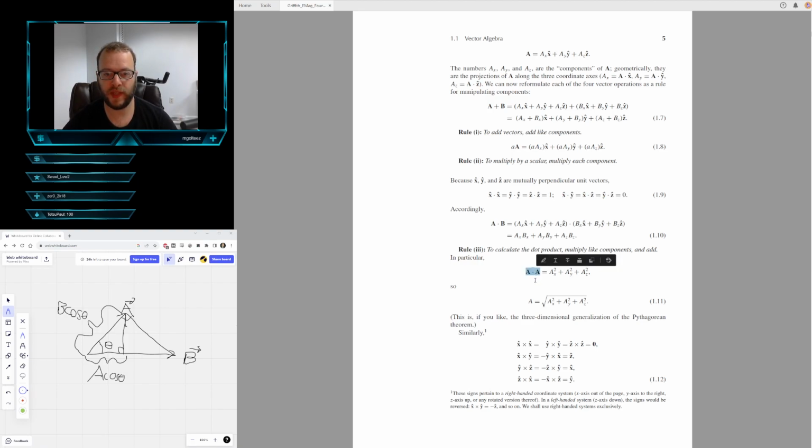Again, we had the definition that A dot A is equal to A squared. So therefore, A dot A is equal to AX squared plus AY squared plus AZ squared. This is a three-dimensional generalization of the Pythagorean theorem.